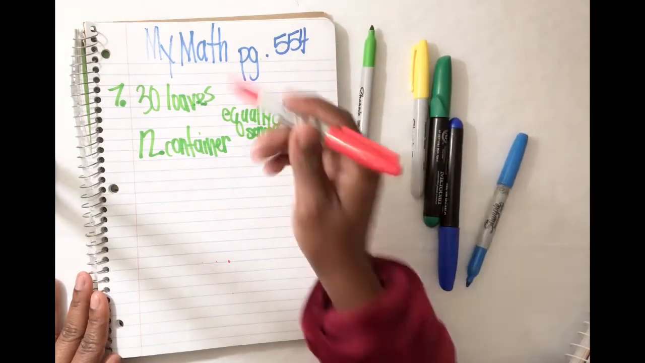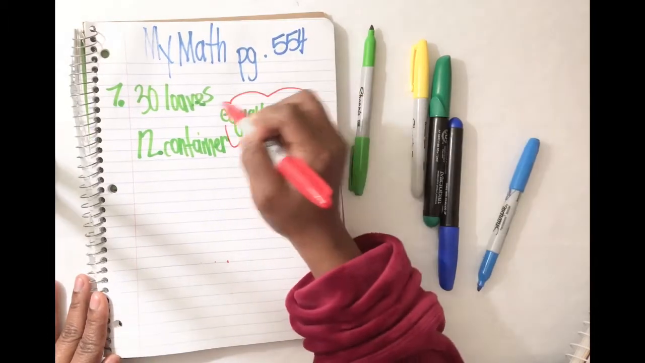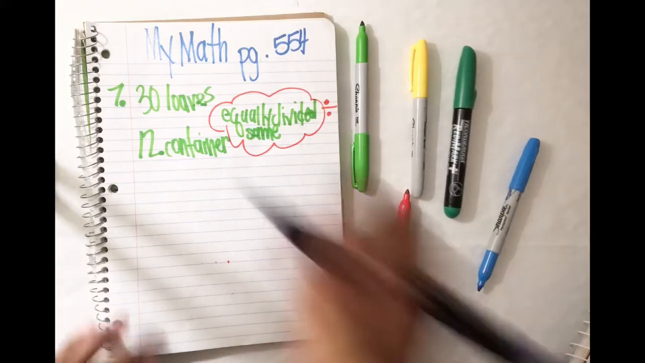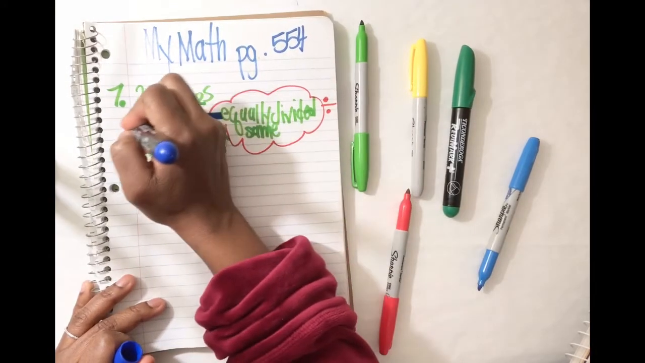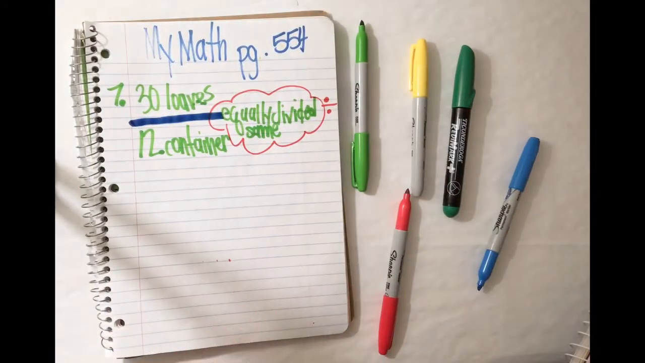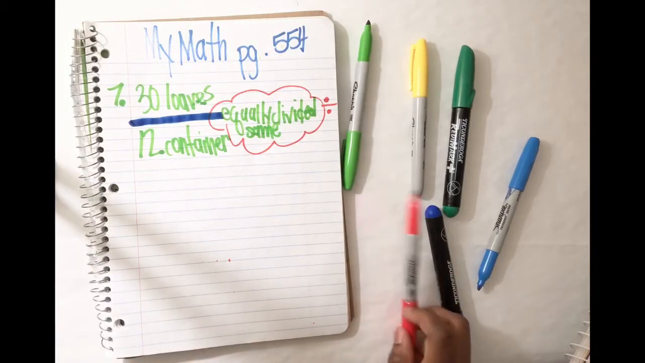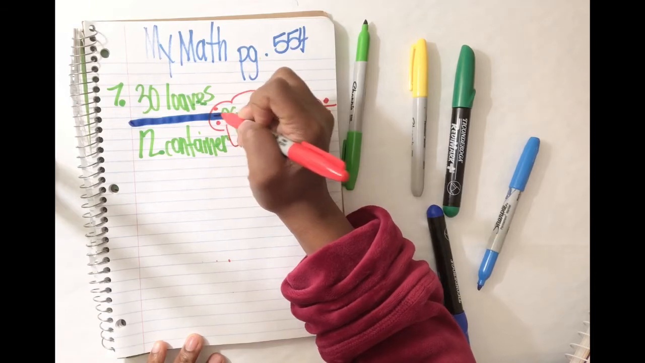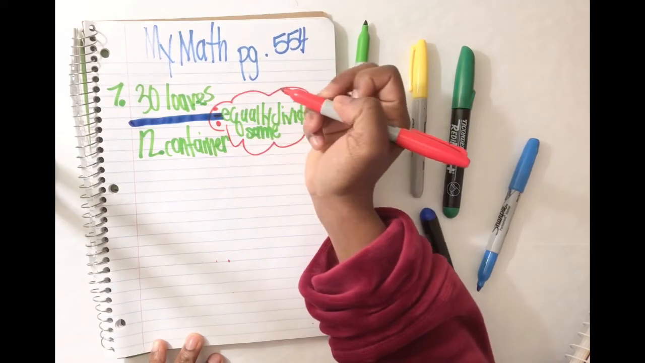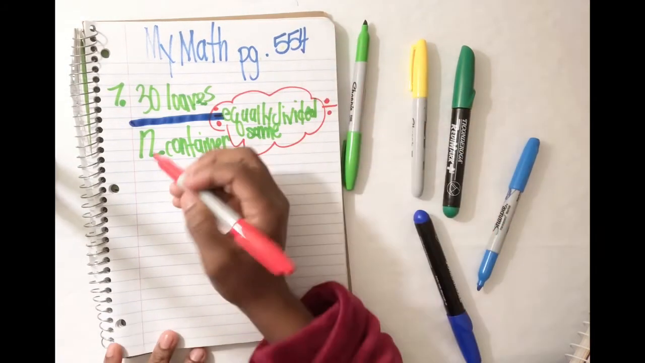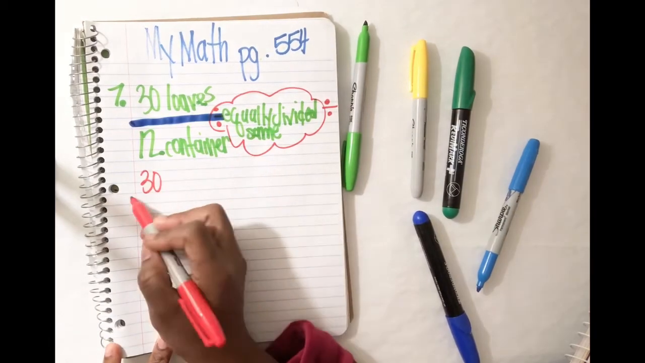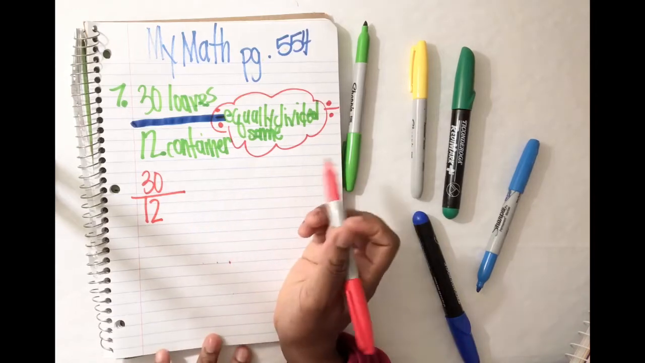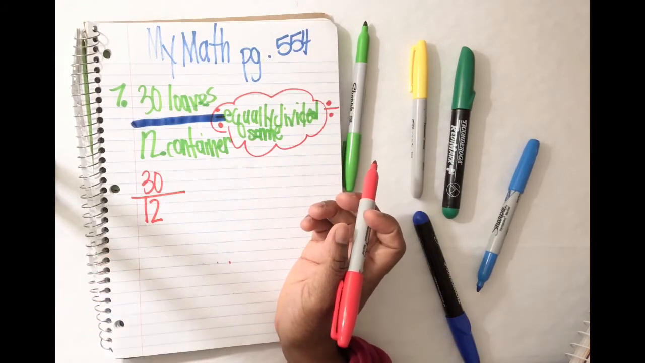So all of these words here hint to me that this is division. And I already said to you, the fraction bar means divide. Say it with me. The fraction bar means divide. Okay? So my fraction is going to look like this. 30 loaves of bread divided by 12 containers, or divided into 12 containers.